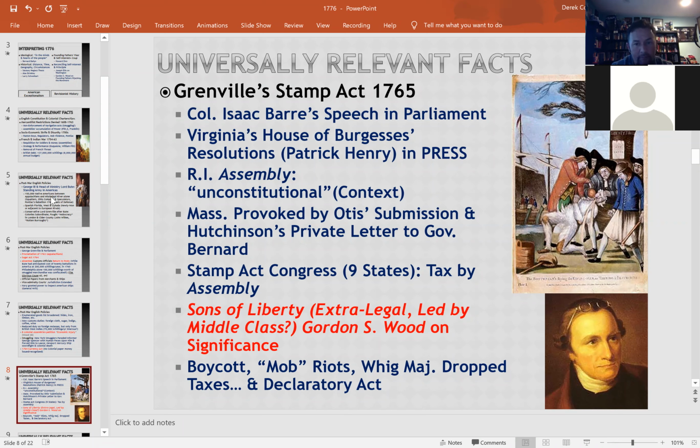And so when he submitted and refused to take a stand against the Stamp Act, a lot of people were angry toward him as a judge.